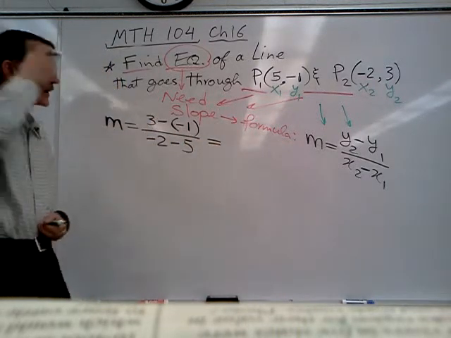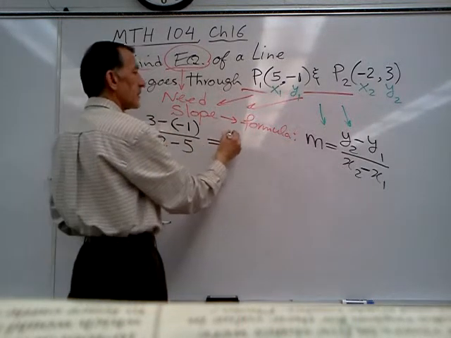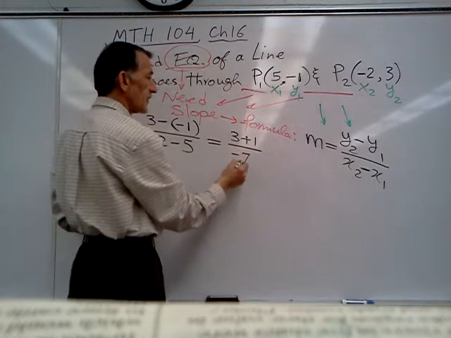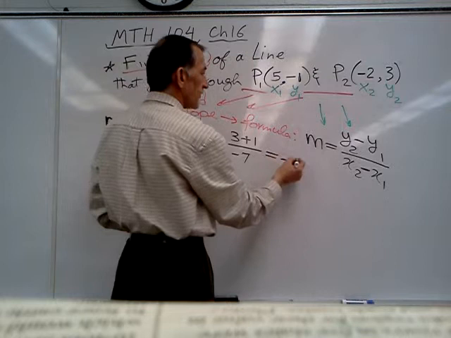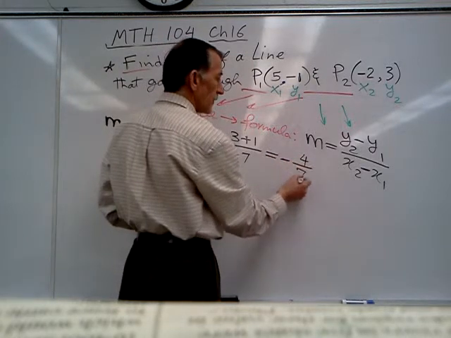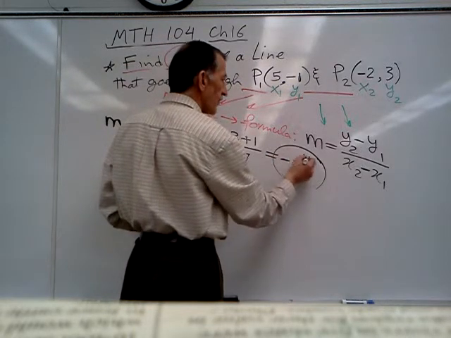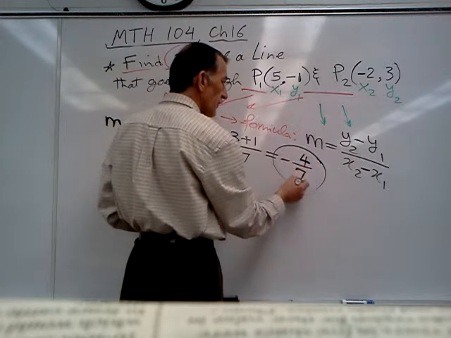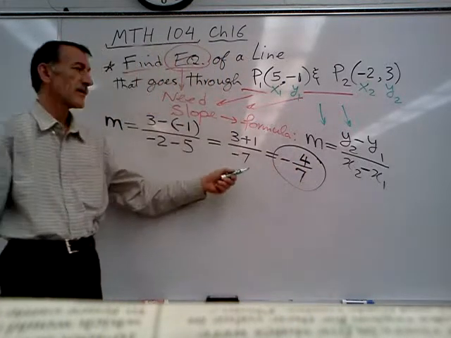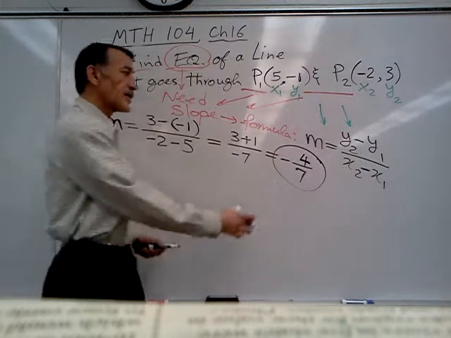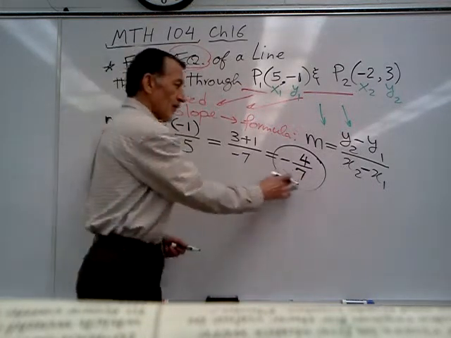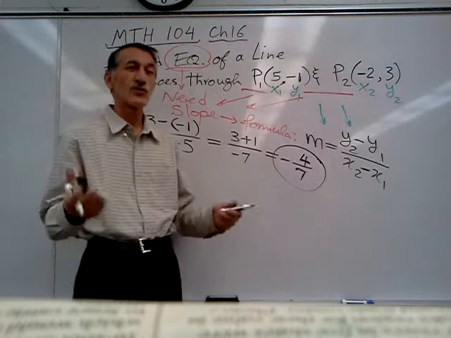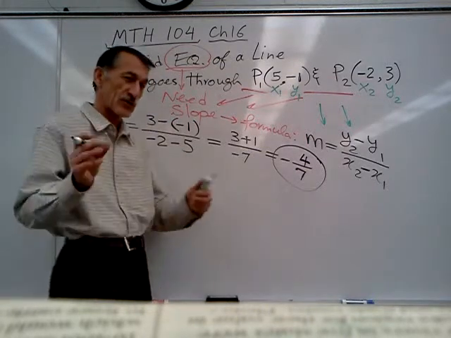All right? Now we do the math and we get 3 plus 1 over negative 7, or negative 4 over 7. So that's the slope, negative 4 over 7. Just happens to be negative 4 over 7. That's a bad number there. I don't care. The harder the problem, the better it is for me to teach the students, so that you go through the challenge. So you make you strong, man, make you strong.